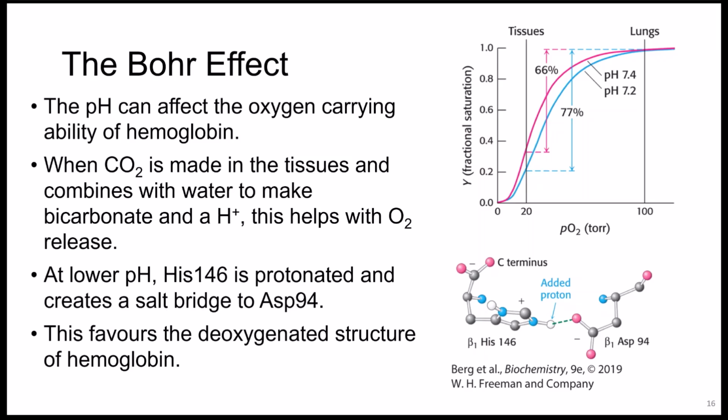The graph on the top right just shows how in different pH environments the percent saturation of oxygen of hemoglobin changes, where at lower pHs there can be less oxygen bound. You can see that in the tissues where there is less oxygen or a lower partial pressure of oxygen, without a lower pH there would be more oxygen bound to hemoglobin, or 34% bound saturation in the pink curve versus 23% bound at a pH of 7.2 in the blue curve. This is one example of how the pH can influence a protein's function.